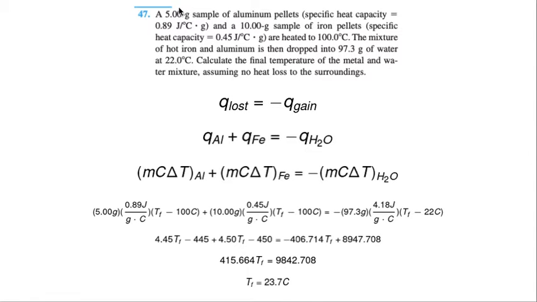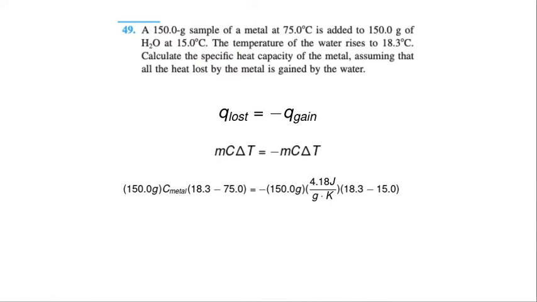So actually, the temperature doesn't change that much, and that makes sense because you have 97 grams of water compared to a 5-gram sample of aluminum and a 10-gram sample of iron, which actually have very low heat capacities. Next problem. 49. A 150-gram sample of a metal at 75 degrees Celsius is added to 150 grams of water at 15 degrees Celsius.